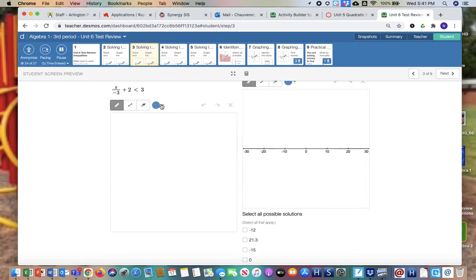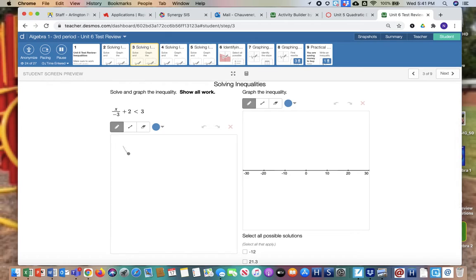All right, let's try the next one. Here on screen 3, we still need to solve for x. Notice again, just one variable here, so we're just solving the inequality. But now we've got 2 steps to do. The first step should be to subtract 2 from both sides. And now we subtract the 2.